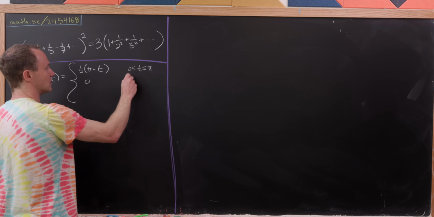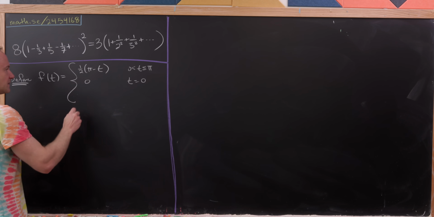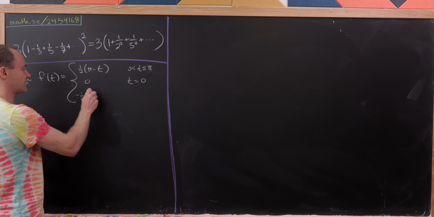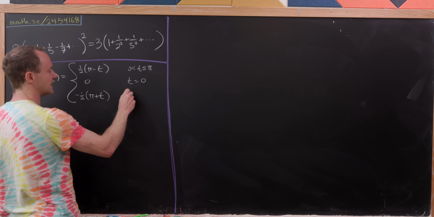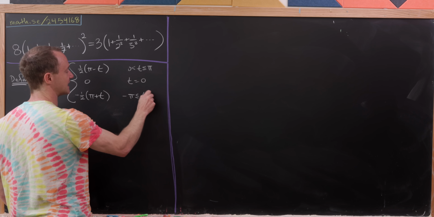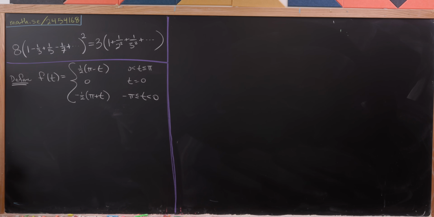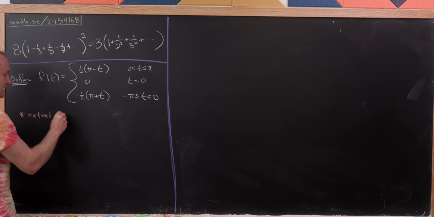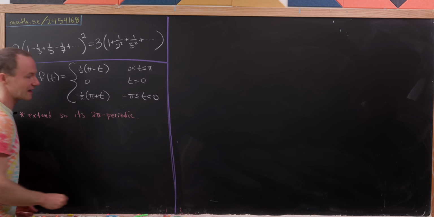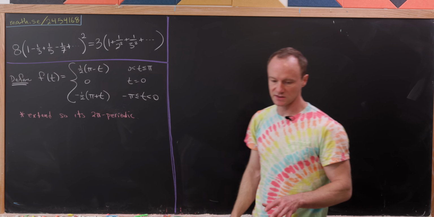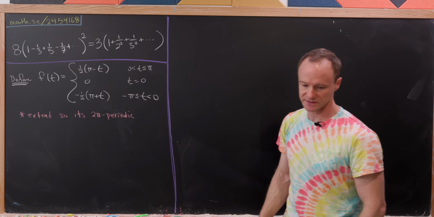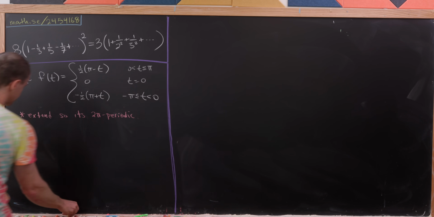It's going to be 0 when t is equal to 0. And then it's going to be, let's see, minus 1/2 pi plus t if t is between minus pi and 0. Again, not including 0. And then, well, that's not everything about the function. Also, what we want to do is extend so it's 2 pi periodic. Okay, nice. But anytime we've got a function that's periodic, we can find its Fourier series. And so that's what we want to do now.